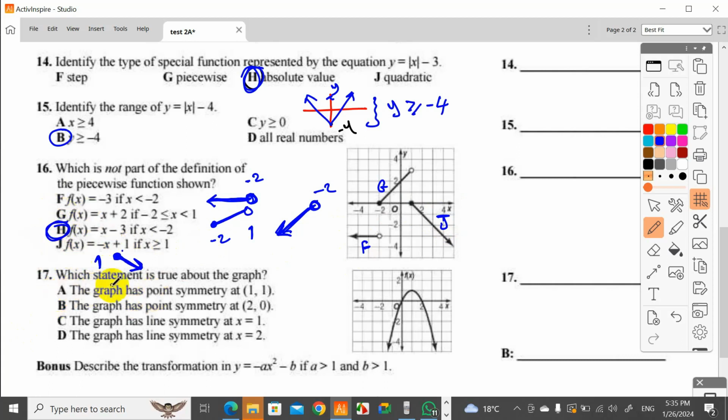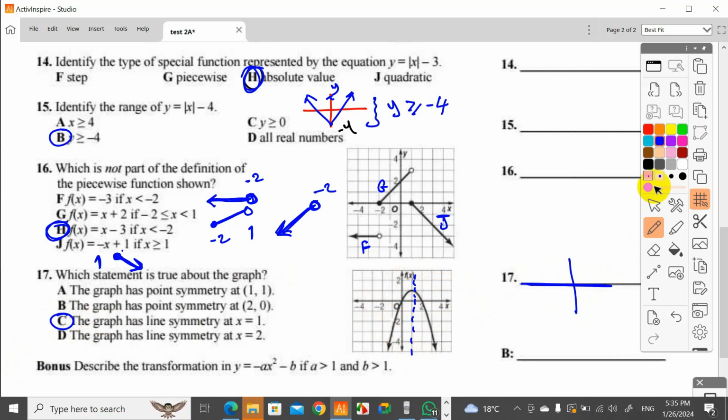Question 17. Which statement is true about the graph? Remember the difference between point of symmetry and line of symmetry. Here we have line of symmetry. Line of symmetry, x equals 1. So the correct answer will be letter C. We need to distinguish between line of symmetry and point of symmetry.